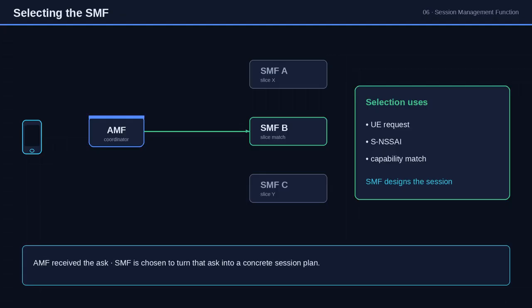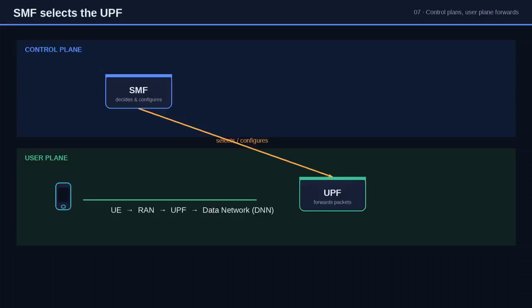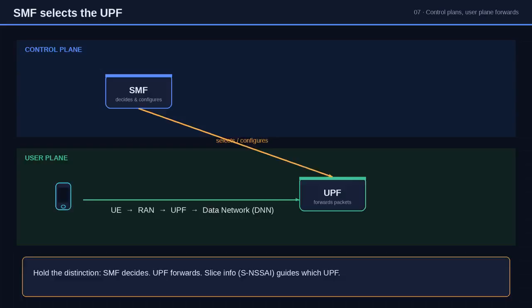Plain restatement: the AMF received the ask, the SMF is chosen to turn that ask into a concrete session plan. A plan is still not a path. The SMF now selects the UPF, the user plane function. The UPF is the actual data gateway. User packets will traverse it once the session is alive.